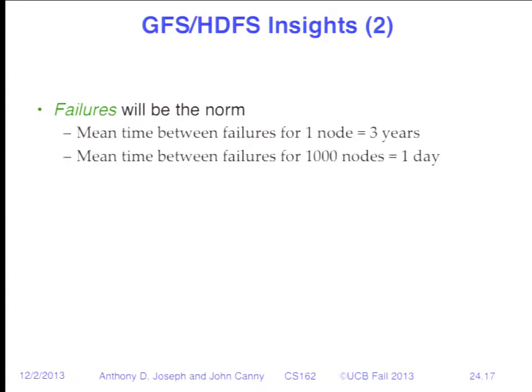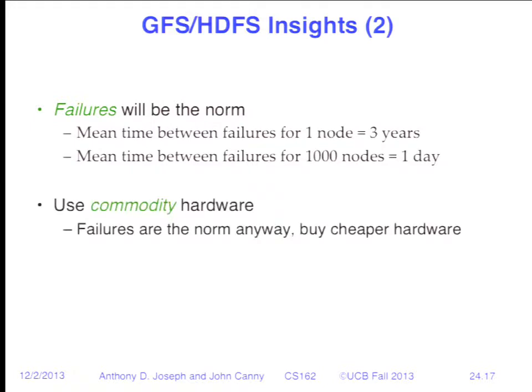In addition to massive scale, it's a recognition that failures are the new norm. If I have one node, it might fail once every 3 years, right? Your computer might die. If I have 1,000 computers, we're talking about once a day I have a computer going out of service. So GFS had to deal with the fact that you need to replicate because nodes could go unavailable as they fail. They're using commodity hardware. So if you're going to make failure the norm, take advantage of it. Buy the cheapest possible hardware out there, and that's what you use.